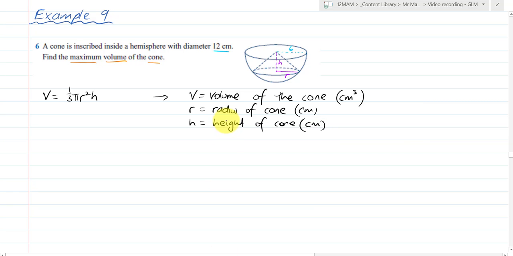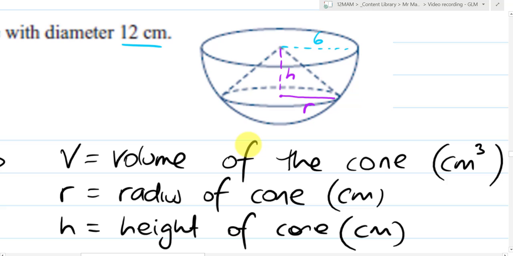So it's good to define our variables. Now we've defined them, we've got a volume formula, but we've got r and h connected in that formula. I need to eliminate one of them in order to move forward. So how do we do this? Let's have a closer look at this diagram.